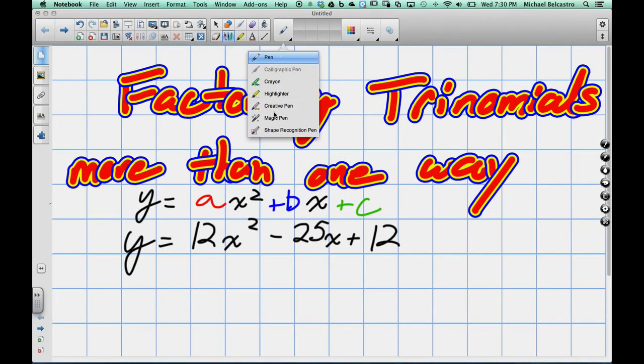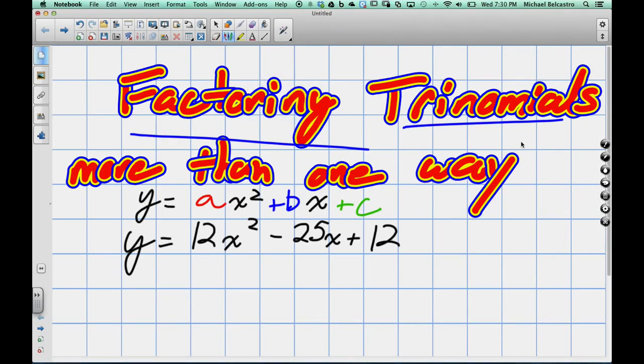So let's go over factoring trinomials, and we're going to do it two different ways. The first thing we have to realize is that this is in what's called standard form, okay? And we kind of have to define the coefficients with these letters we've used as variables because they'll help us organize our factoring.